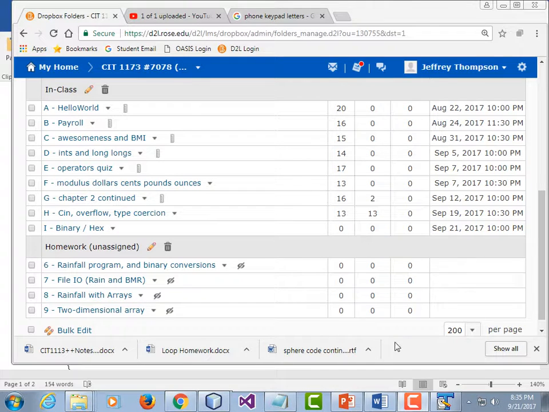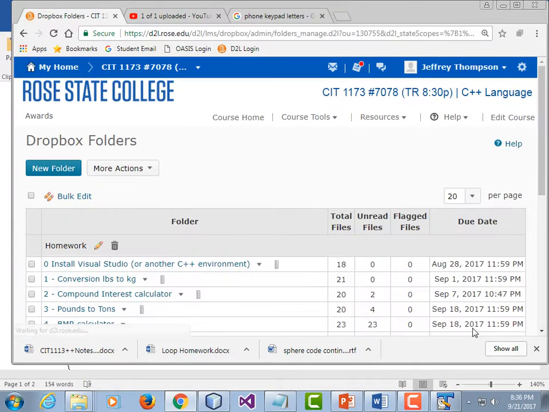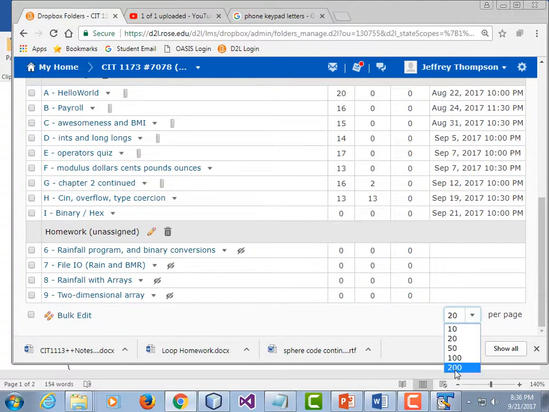And by the way, everybody just come down here and set this thing to say 200 per page, because if you're toggling the next page thing, you can get to a point where it's not even showing you anything in the drop box, and you just have to kill the browser and come back. So just set that to 200 per page. And here I set it to 20, not my goal.